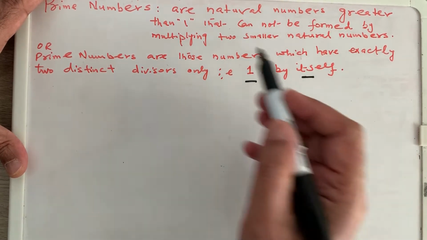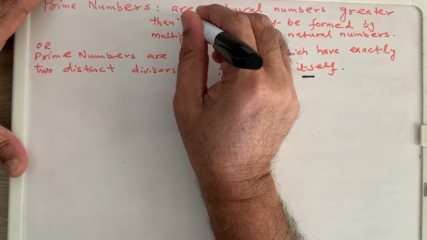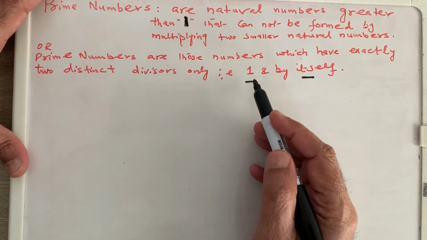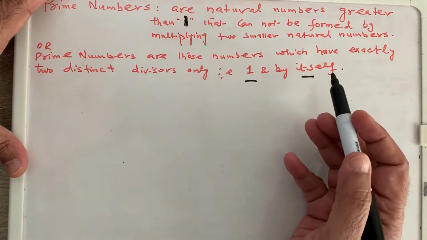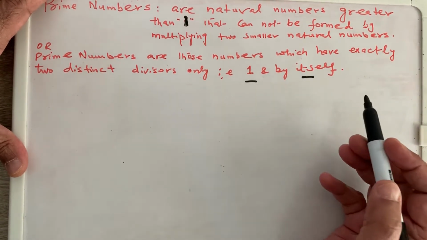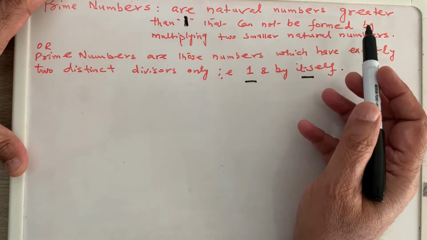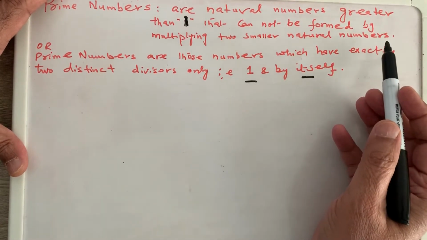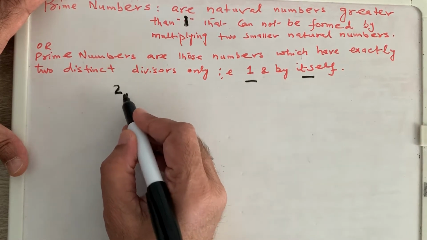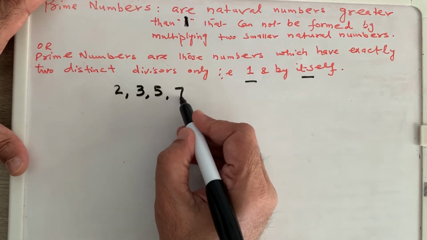So as we said, 1 is not a prime number because it does not have two distinct divisors, right? Because it has 1 and by itself. So 1 is 1. So there are no two divisors, right? And that cannot be formed by multiplying two smaller numbers. So the first prime number is 2, then 3, then 5, then 7.